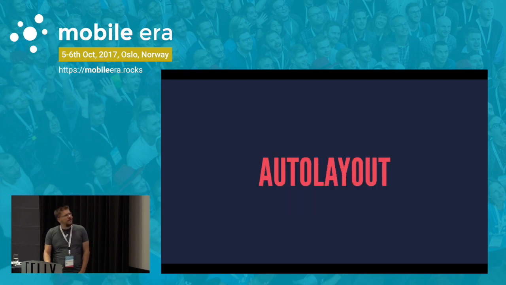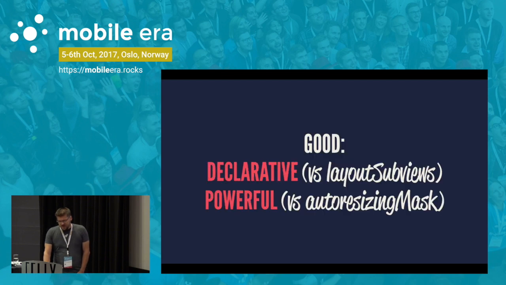So what's up with auto layout? If you're doing auto layout in code, as opposed to in storyboards, it is good. It has some good qualities. It's again declarative. You're not writing a layout subviews function with a bunch of code that has to be executed in a particular order. And it's powerful, so it can handle a lot of things that the old auto-resizing mask system couldn't handle. Things like dynamic text sizing, something that's very difficult to work with when you're dealing with frames.